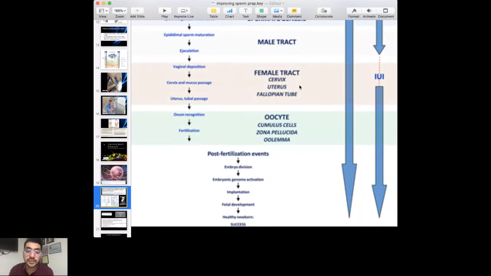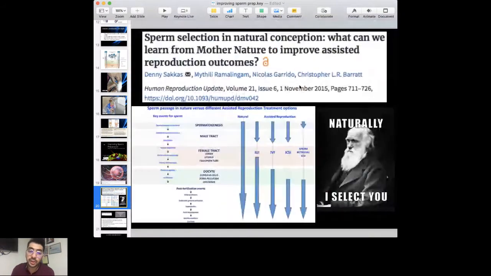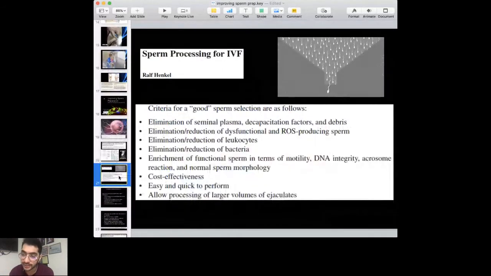And once it comes to the ampulla, the egg also has selection criteria like cumulus cells, like zona pellucida, like the oolemma itself. All of these also act like barriers for selection of the sperm, or actually selection of the only sperm which is going to fertilize the egg. Right. So that landmark paper in 1992 actually paved the way for all of the studies which followed, which tried to demonstrate why these sperms are reducing in numbers and what actually happens during normal fertilization.